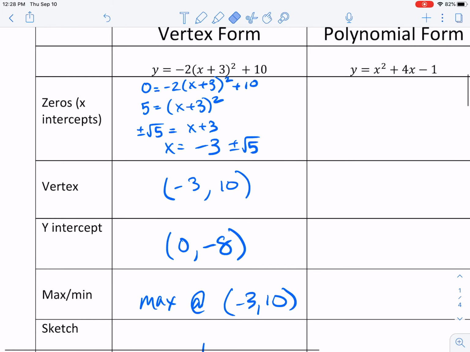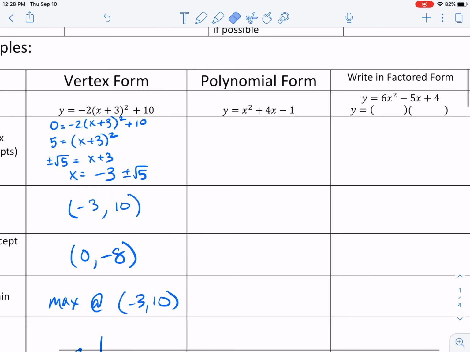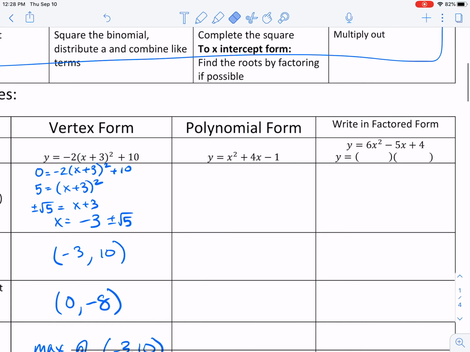The next one is in the polynomial form, and they ask us to find the zeros. So what I would probably do with this one is I see x squared plus 4x minus 1 equals 0.